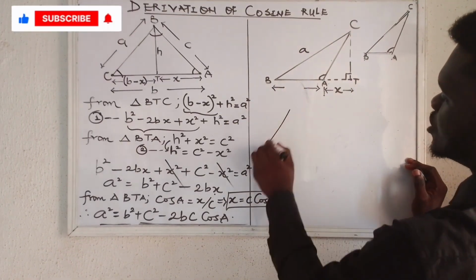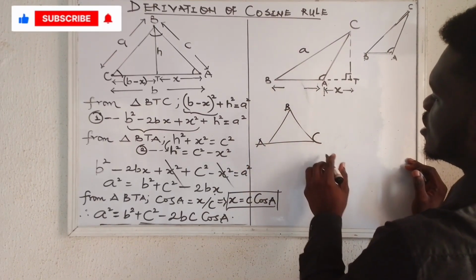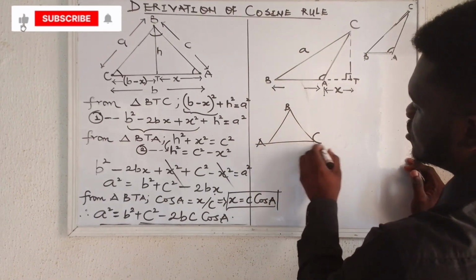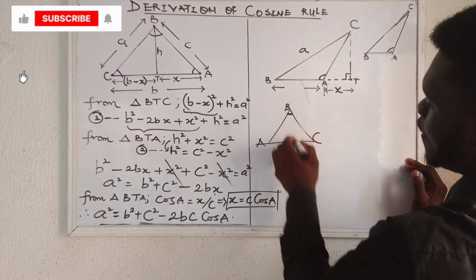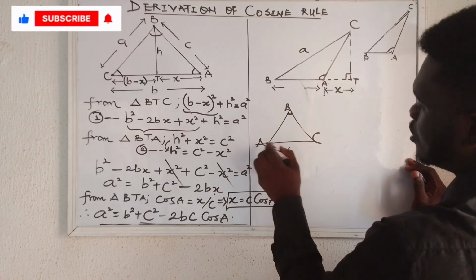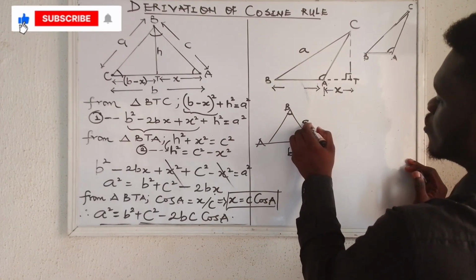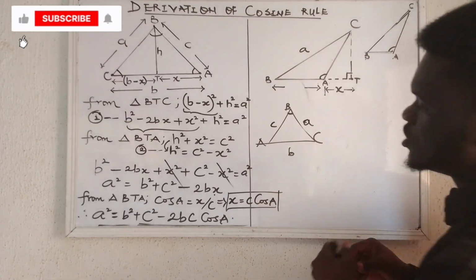Okay, let me just explain the system of operation here. Whenever you have a triangle A, B, C, the length or the line that is opposite to the angle is always the small length. So this place is going to be small b, this place is going to be small a, and this place is going to be small c. So that's just the system of operation.